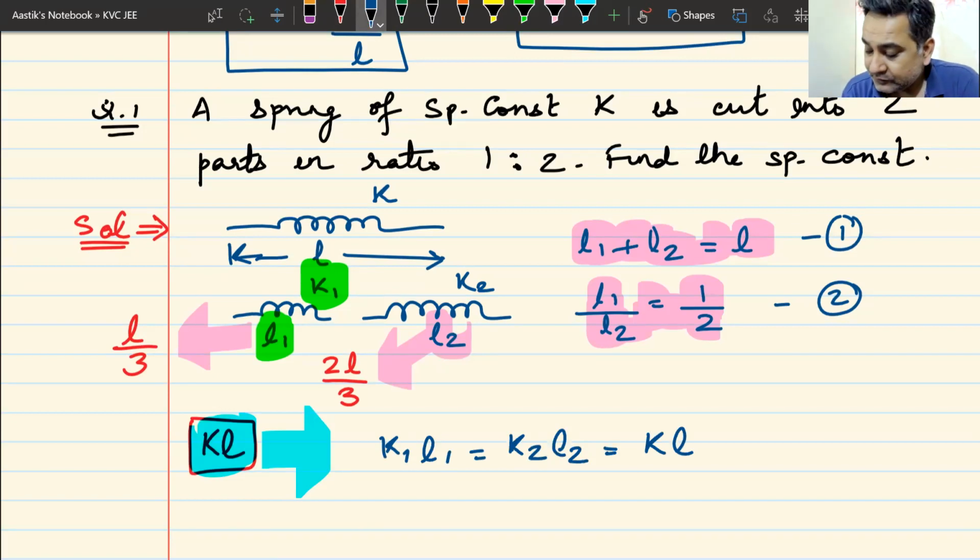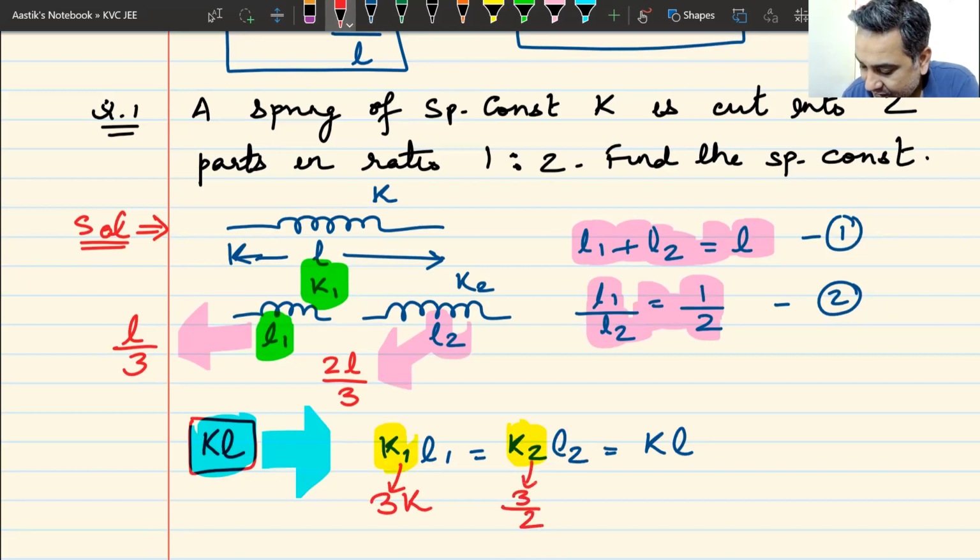Do we understand this? Yes or no? Yes, sir. From here, you can calculate the value of K1 and K2. Please tell me what is the value of K1 and what is the value of K2. I leave it to you. You can easily solve this equation and get the values 3K and 3 by 2K. Yes, that is correct. This is 3K and this is 3 by 2K.